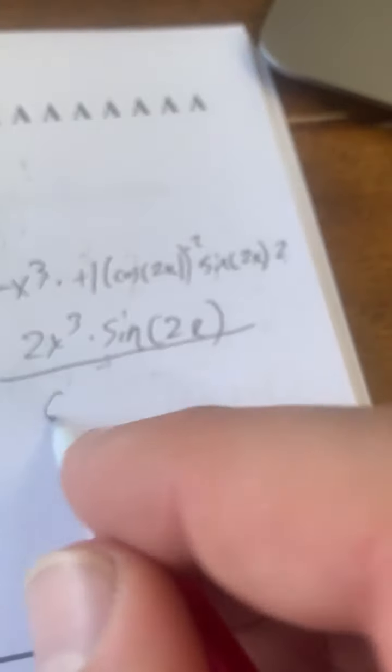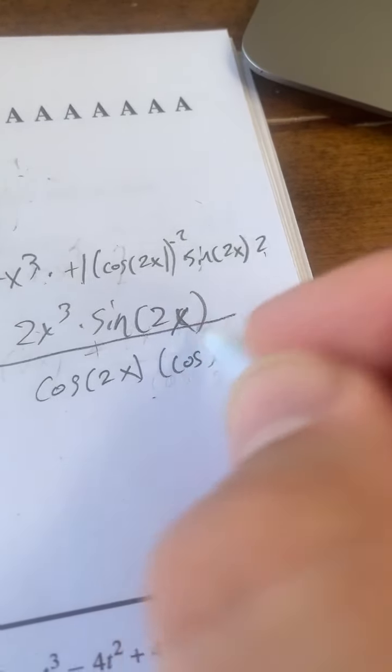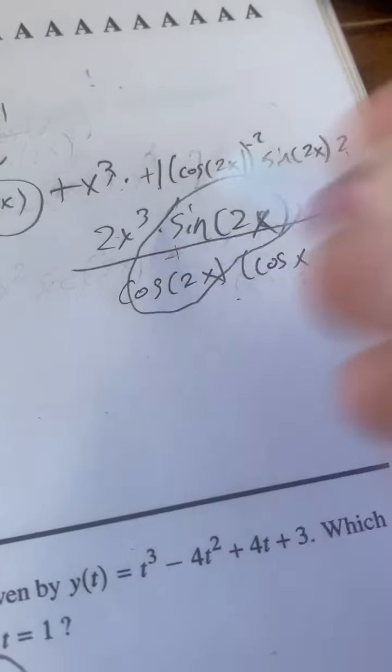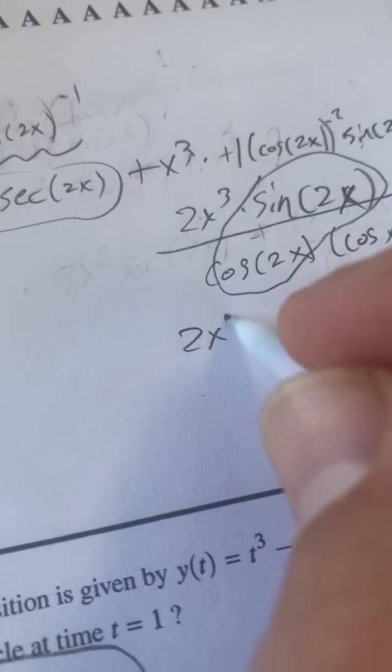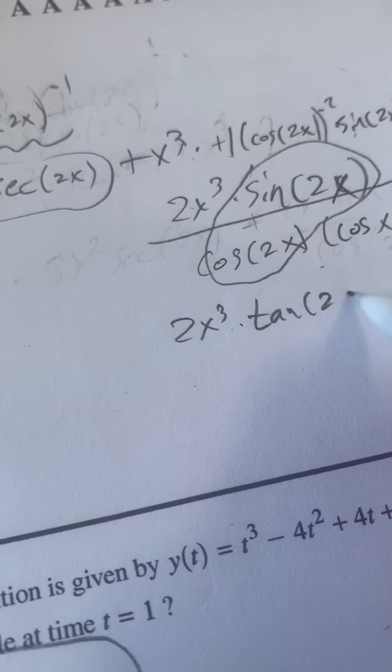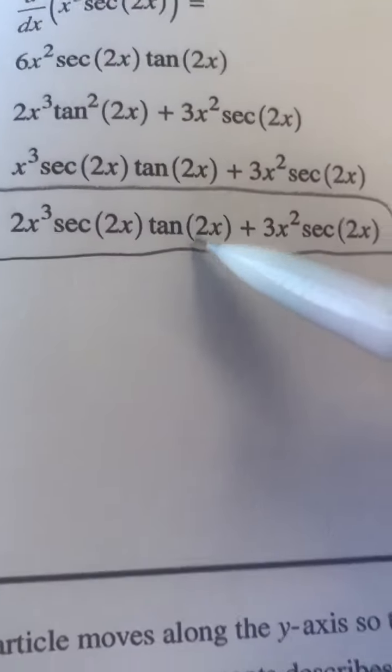I got to work on this guy. So I got a 2 and a 1 and an x cubed. So I got 2x cubed. I got this sine of 2x. And I got over cosine of 2x squared. So I'll think of that as cosine of 2x times cosine of 2x. And one of these over the other one is a tangent. So I get 2x cubed tangent of 2x. And then this remaining cosine on the bottom is a secant of 2x. So I've got this plus that part, which is how I get D.